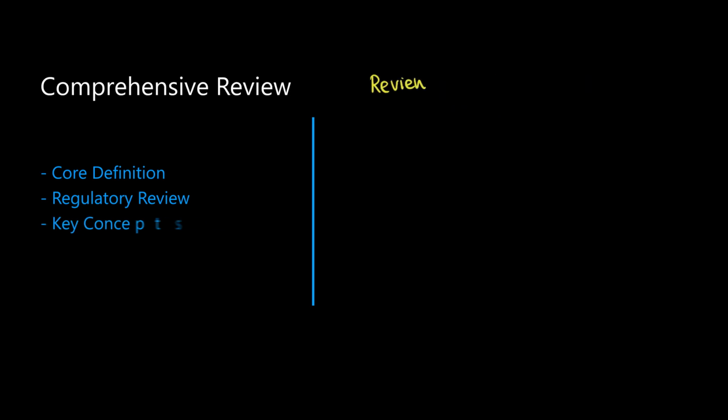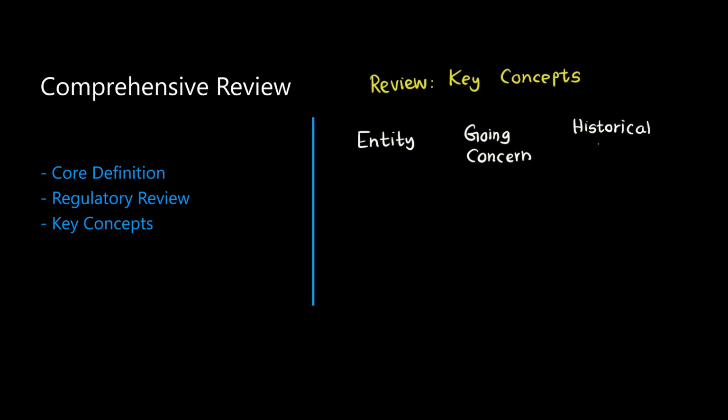Key concepts include the entity concept, keeping business separate from personal. Going concern, assuming the business continues operating. Historical cost, recording assets at purchase price. Matching, aligning expenses with related revenues. Materiality, focusing on information that matters. Consistency, using the same methods over time.